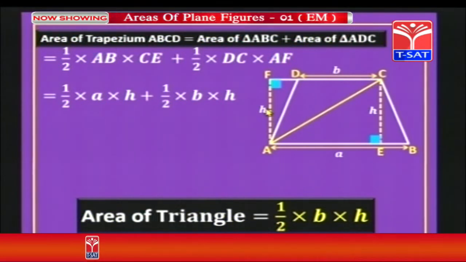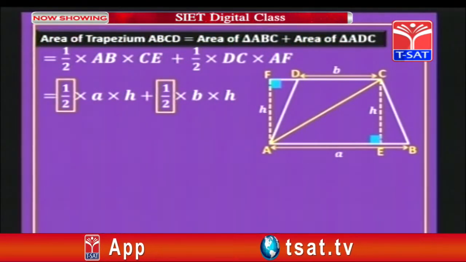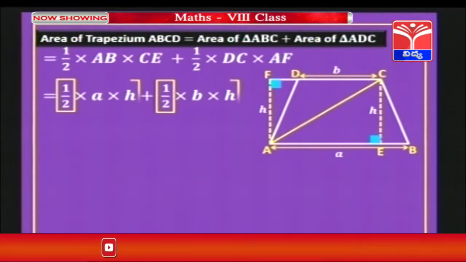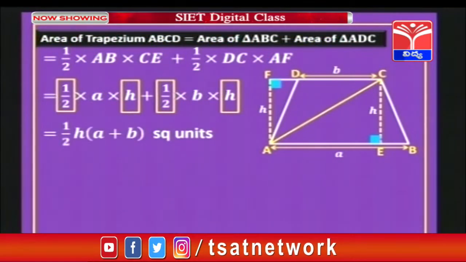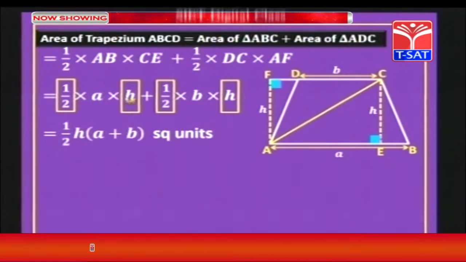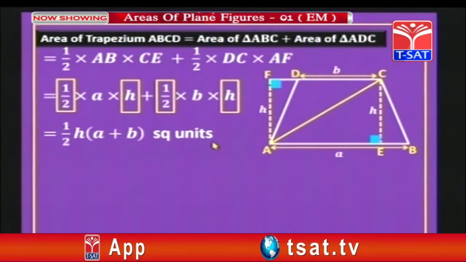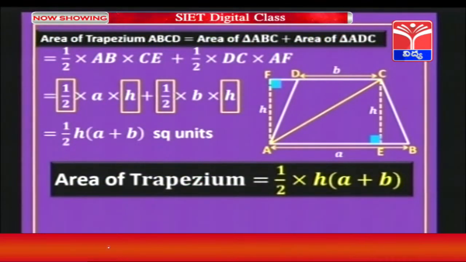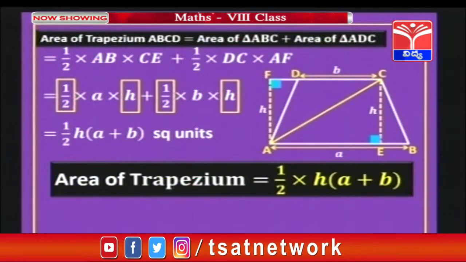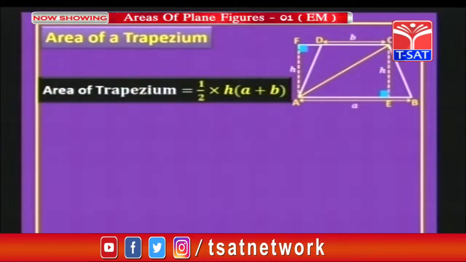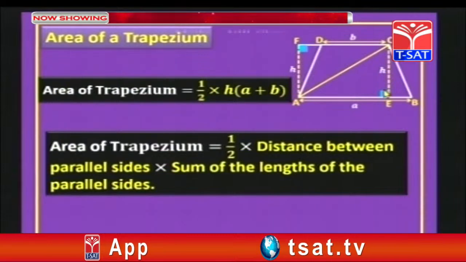Children, in these two terms, can you notice anything common here? That's right. We notice half is common, and anything else, children? You're right once again, that is h is common. Now taking half h common, we are left with a plus b. So we get half into h into a plus b square units. So this is the area of trapezium formula, that is half into h into a plus b square units. Let us analyze what actually it means. So notice that, children, here h is nothing but the distance between the parallel sides.